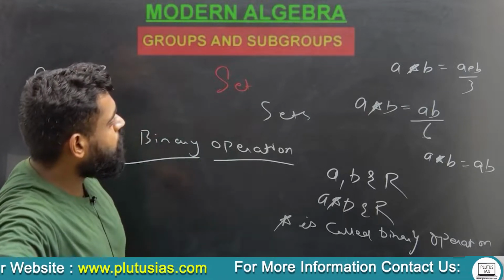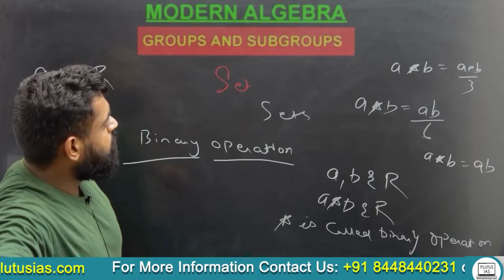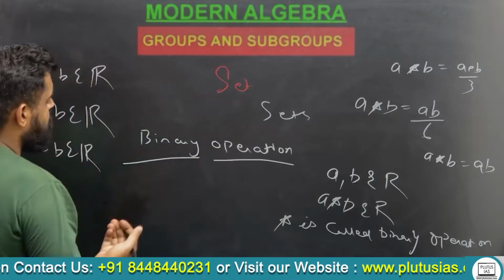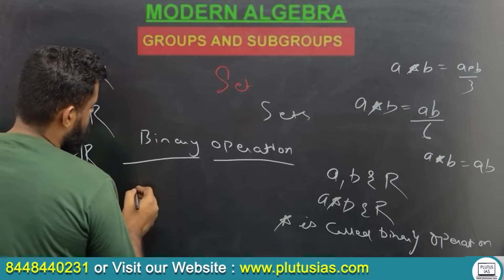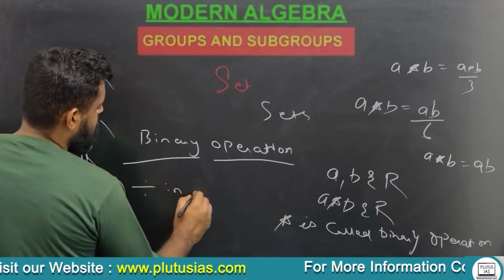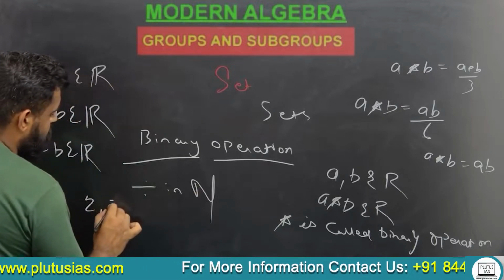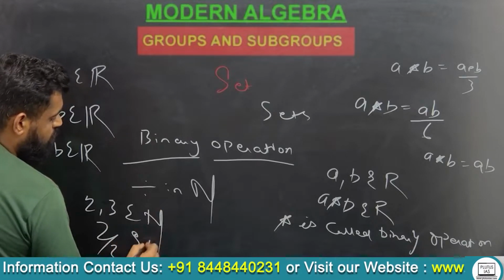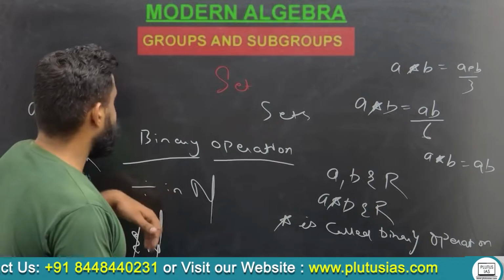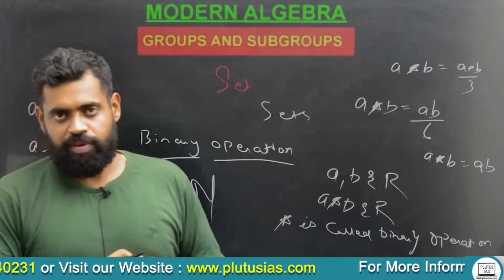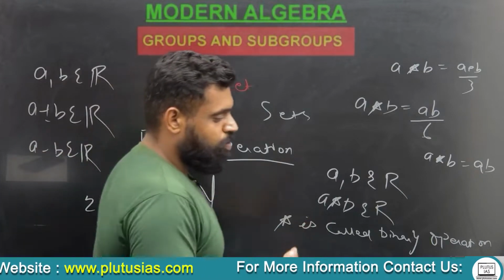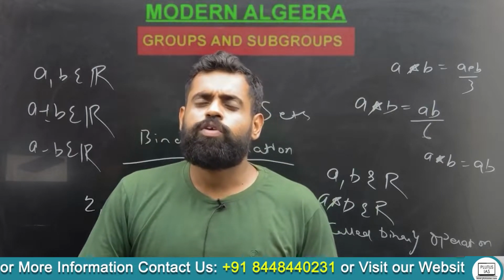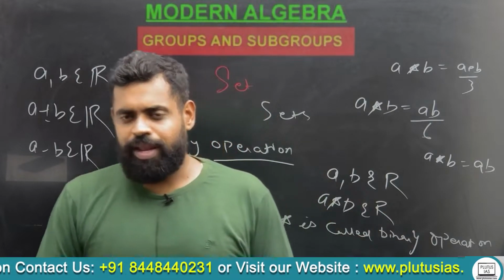Suppose we take division in the integers. Consider the division operation in natural numbers. If 2, 3 belong to the natural numbers, it doesn't mean that 2 by 3 also belongs to the natural numbers. It is not true. So division in the natural numbers isn't a binary operation. This is the meaning of binary operation. I have just told you these things so that you can recall what you studied in your previous class, at the intermediate level.